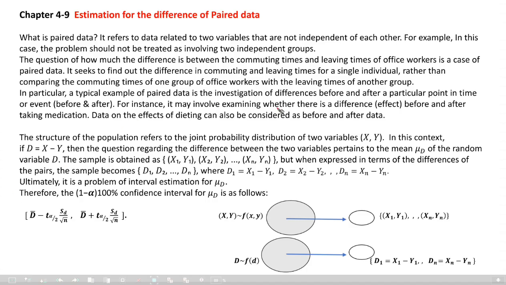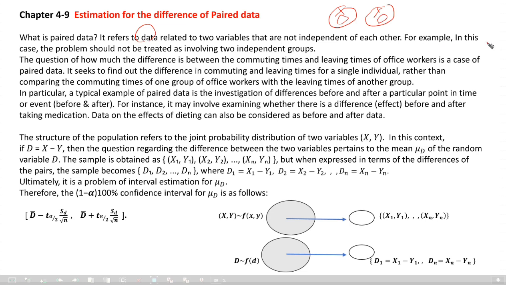Paired data is data related to two variables that are not independent of each other. We talked about two independent groups, populations X and Y. We take a sample from this population and a sample from that population and compare them. What is the difference between the means, X bar and Y bar?